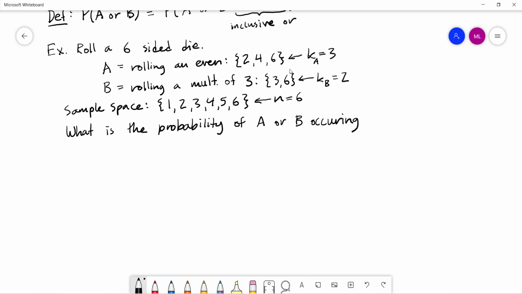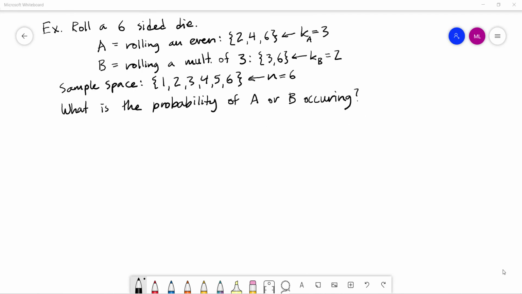Okay, so what is the probability of A or B occurring? So what we're looking for is, again, P of A or B. And we don't know what that is. So before we jump into the probability of A or B occurring, let's look at the two probabilities individually. I want to find the probability of A and the probability of B separately and see if we can relate the answer to these two questions to the answer to this one.